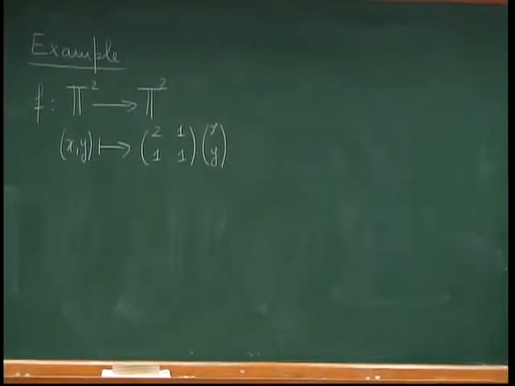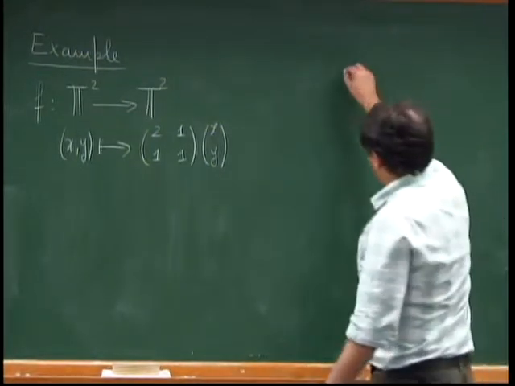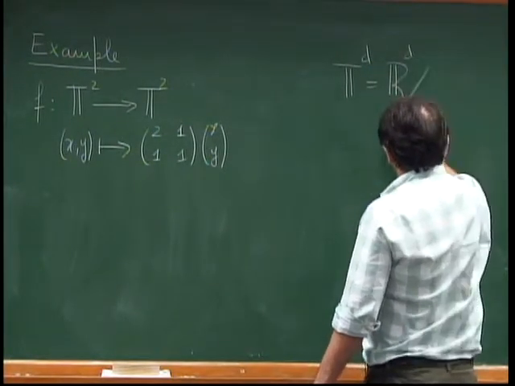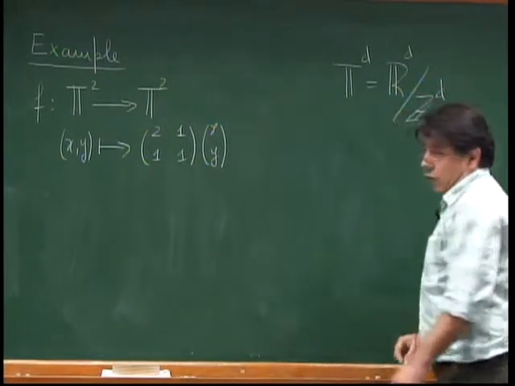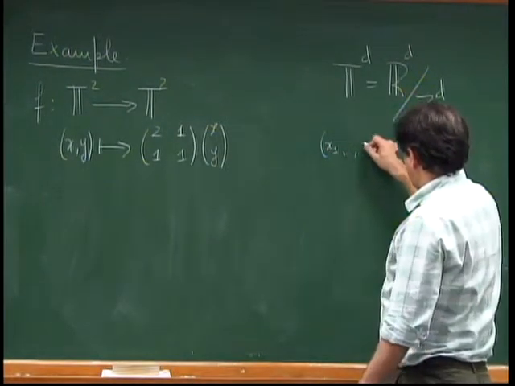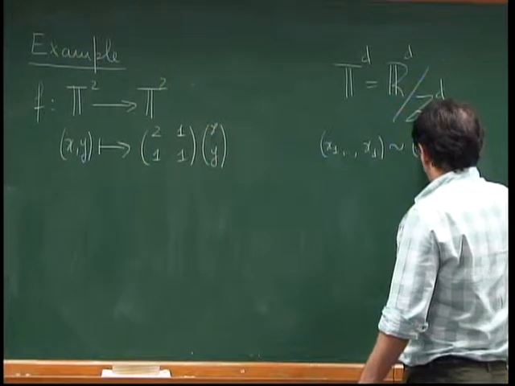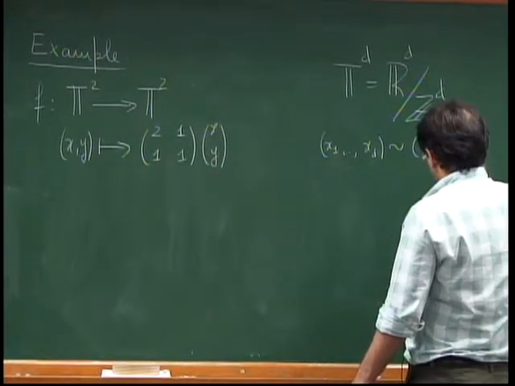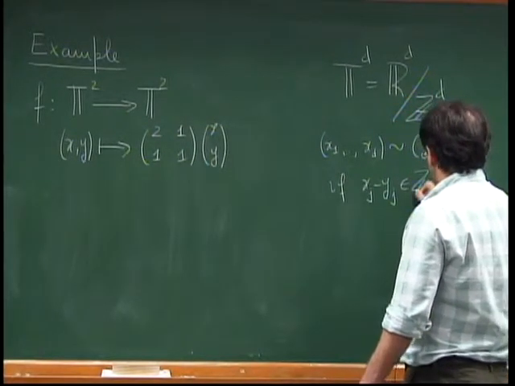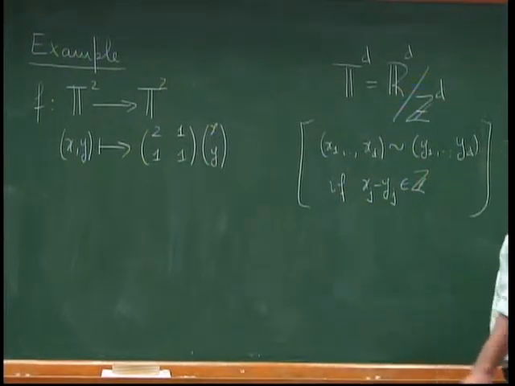Actually, I didn't recall what the torus is. For me, the torus is always R^d quotient Z^d. So the torus is just like R^d, except that you identify (x1, ..., xd) with (y1, ..., yd) if the difference xj minus yj is an integer. It's formed by d-tuples identified by this relation. Any two vectors whose difference is an integer vector are identified.